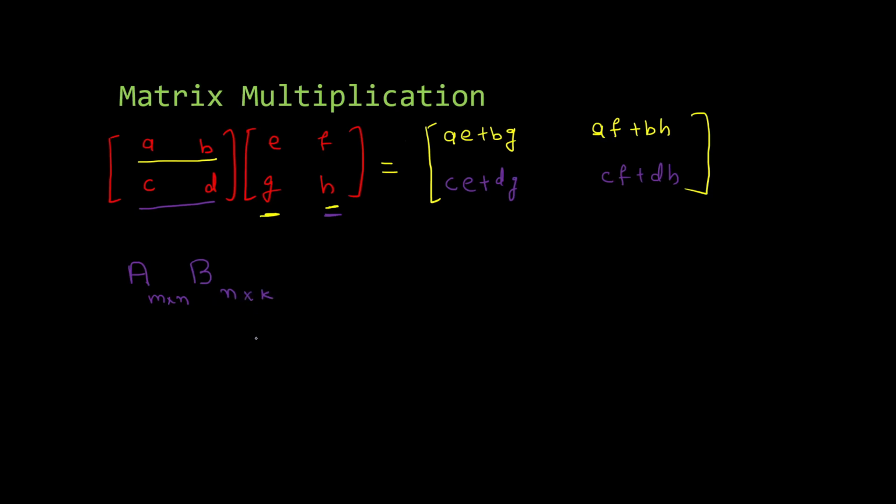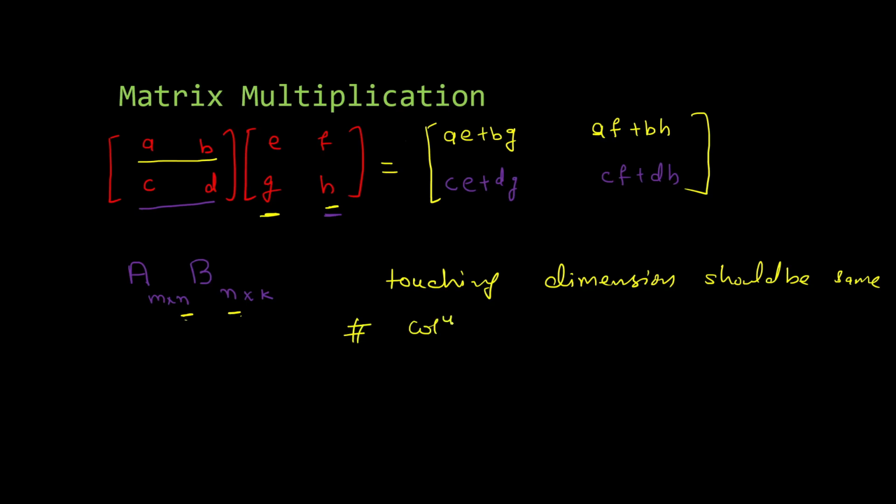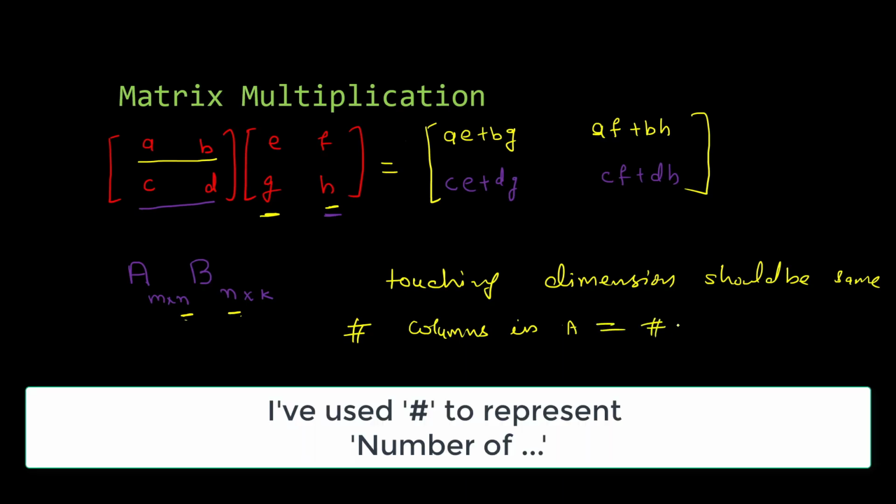So I'm just writing n cross k. So basically I want to say that to be able to multiply two matrices, the touching dimension should be the same. It means the number of columns in the first matrix, the matrix on the left hand side, should be equal to the number of rows in the second matrix, which is on the right hand side, right?